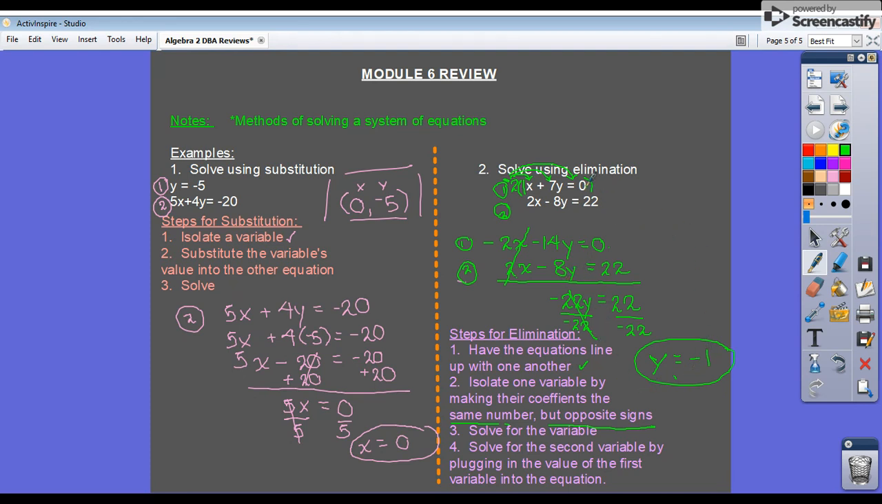So for simplicity's sake, I'm going to just plug in my new y value into the first given equation, which I'm out of room, so I'm going to write up here. So if I write x plus 7y equals 0, which was the original first equation I was given, and I replace the y with negative 1, I'm going to get x minus 7 equals 0. Solving for x, I'll add 7 to both sides, and I'll get x equals 7. Now remember, your final answer should be written as a coordinate point. So it'll be x comma y, 7 comma negative 1.